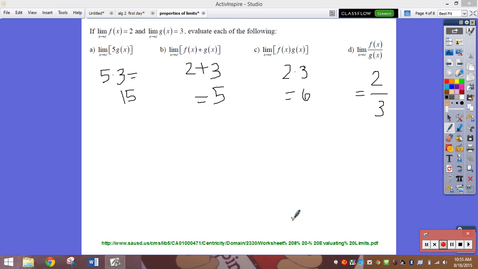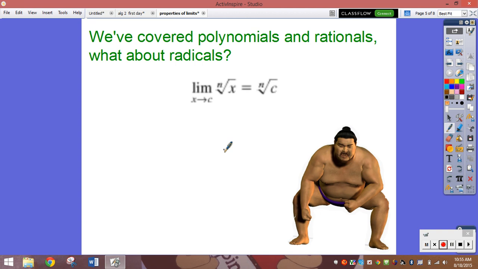Some other properties that are going to come in handy is the radical property. So we've seen rationals, which are quotients, polynomials, that's where you had x or x squared. So here, the radicals, all this is saying is the limit as x approaches c of the nth root of x is equal to the nth root of c. So you just take whatever x is approaching, substitute that in for x, and evaluate.